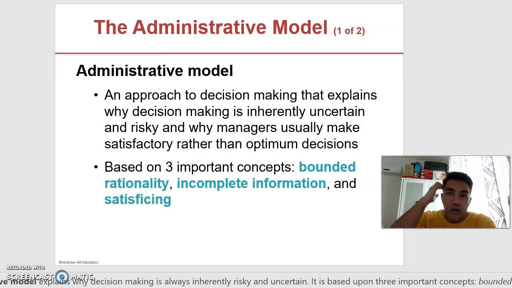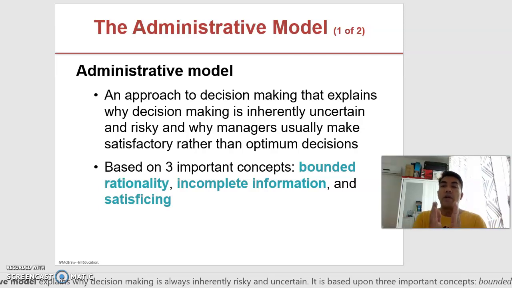Let us continue with the second video on this particular chapter. So in the earlier video, we discussed the approach of the classical model of decision making, in which we assume that we know all of the alternatives of making that particular decision. Macam nak sambung belajar tadi.